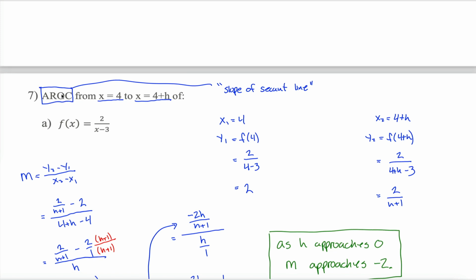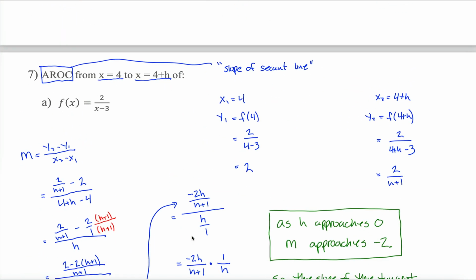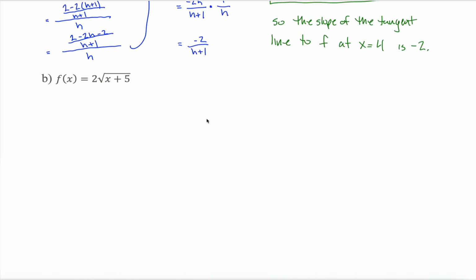Let's figure out the average rate of change of this function, f of x equals 2 times the square root of x plus 5, from 4 to 4 plus h. Let's come up with the slope of the secant line when the 2 points that define the secant line are 4 and 4 plus h. We'll let x1 be equal to 4, and we'll let x2 be equal to 4 plus h, and we'll recognize that all we need to use this formula, where m is equal to y2 minus y1 over x2 minus x1, our familiar slope formula, is figure out what y1 and y2 are equal to.